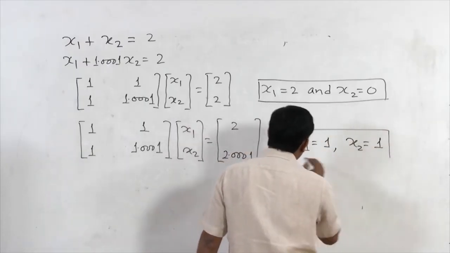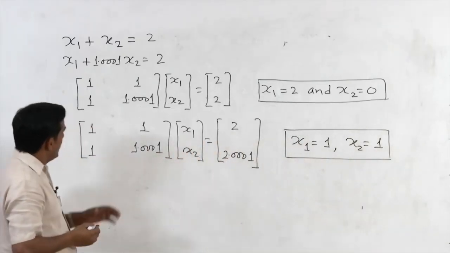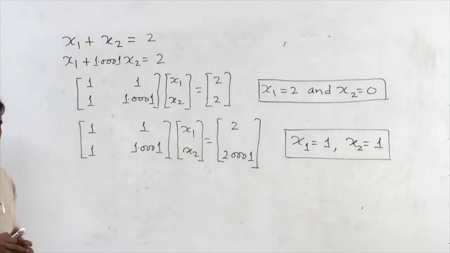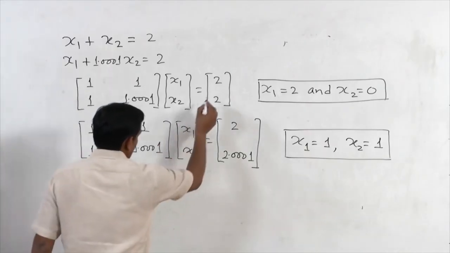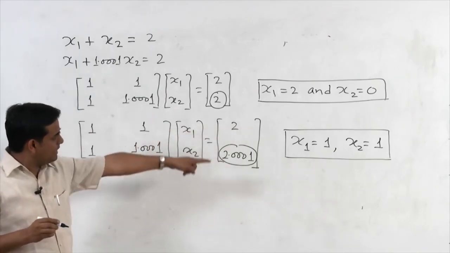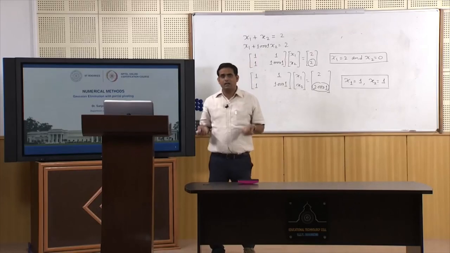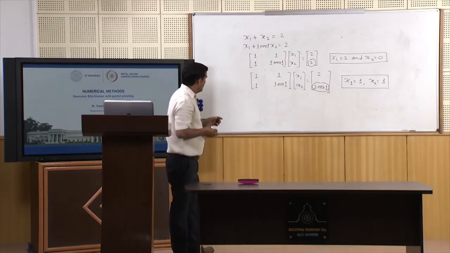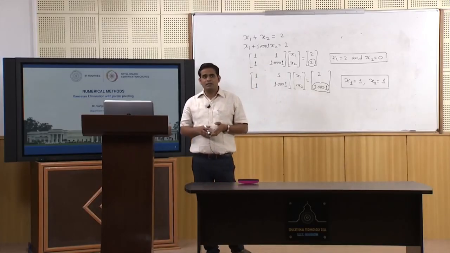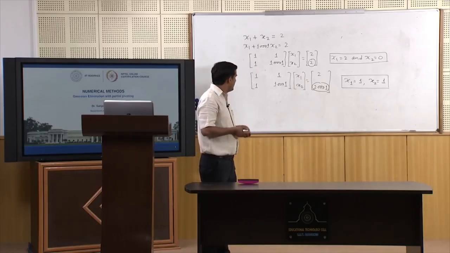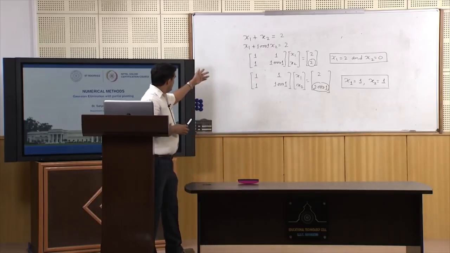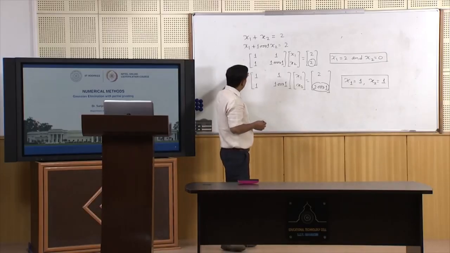Now, look at these two solutions and the two systems. In input data, I am having a very little change, a change of the order 10 raised to power minus 4. Here it was 2, it is 2.0001. However, if you see the change in the solution, we are having a large deviation. So, if we are having a large deviation in the solution just due to a small change in the input data, such a system is called an ill-conditioned system. So, it is a perfect example of an ill-conditioned system.